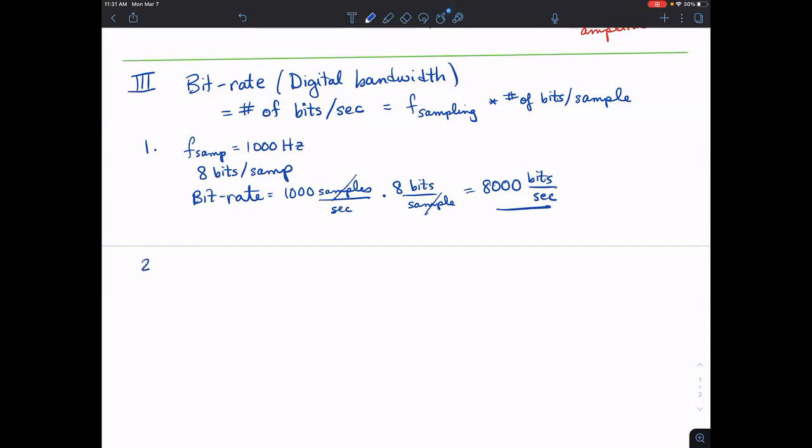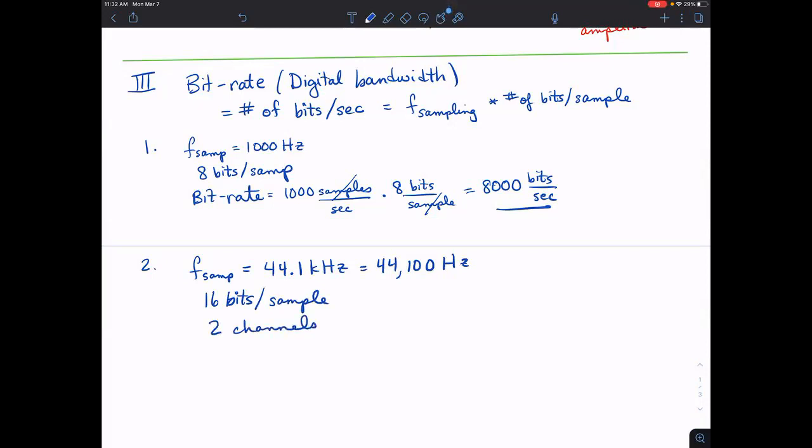Digital bandwidth. Okay, number 2, suppose you're in a band and you record your first time in stereo, which means you have 2 channels. The sampling frequency is 44.1 kilohertz. The kilo means a factor of 1,000, so that would be 44,100 hertz. And it was 16 bits per sample.